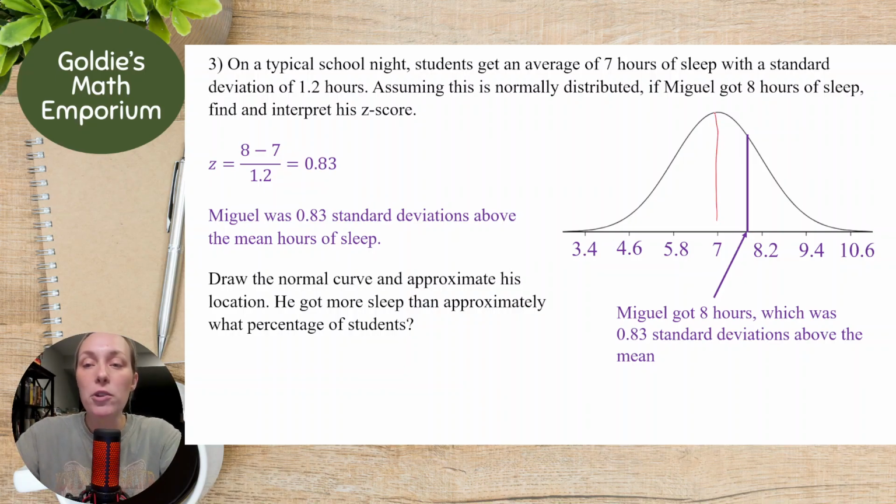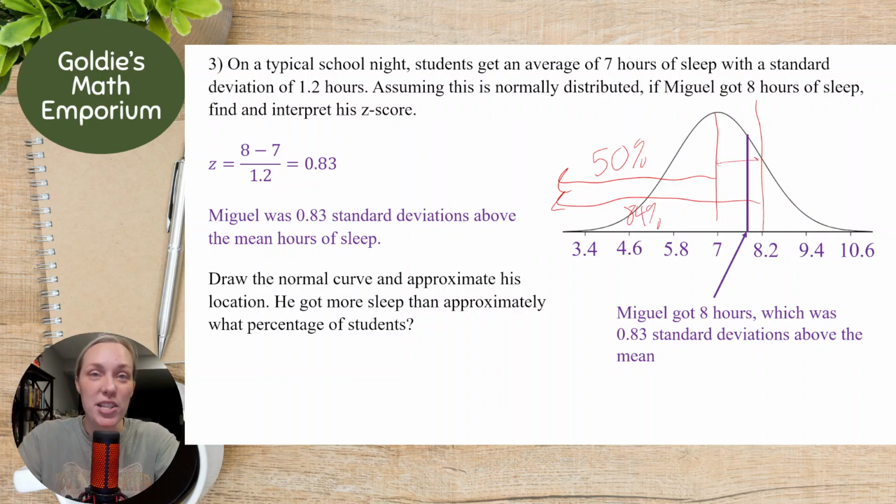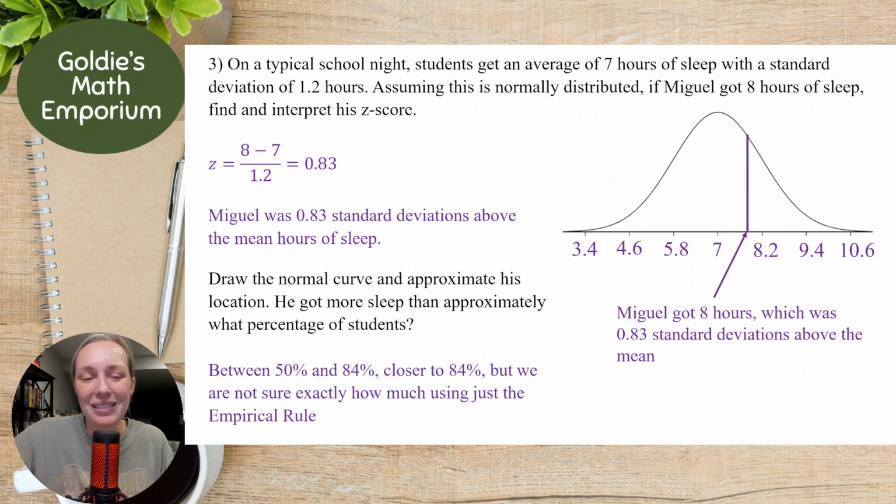Well, we know from the empirical rule that anything less than the mean is 50%, and anything less than 1 standard deviation is 84%, right? Because we know right in here is the 34%. We've done the empirical rule at this point. So he got more sleep than approximately what percent of students? Well, between 50% and 84%, probably closer to 84%, but we're actually just not sure.